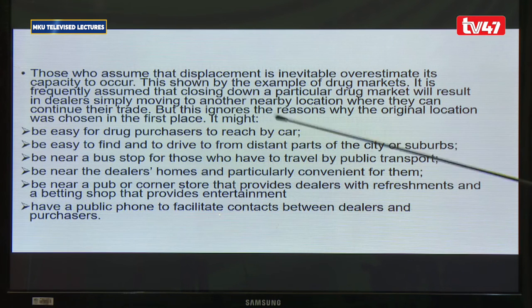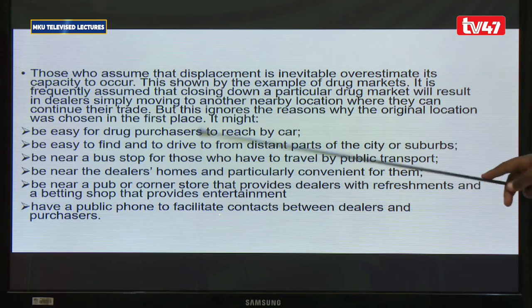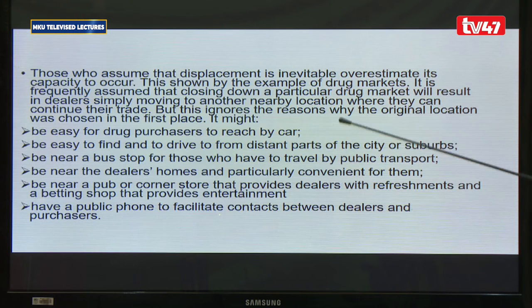Then also you can take the example of drug markets. For example, the original location is chosen because of convenience. One convenience is how easily it can be reached, or the convenience to other buyers, or even the presence of shops and even public phones. So those locations are chosen for a particular reason.